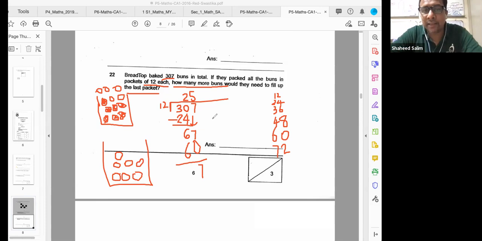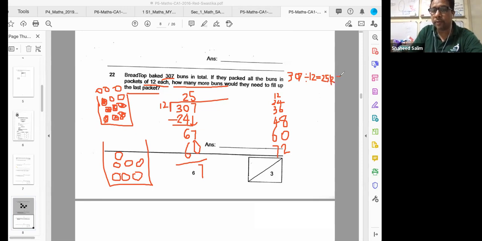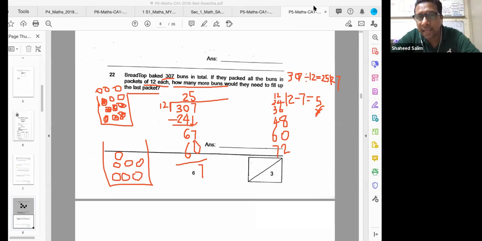So what is the number sentence you write for this one? First, you take 307 divided by 12. You must write this, number sentence is very important. And then you write answer equals to what? Equals to 25, remainder 7. And then next step, right? 12 minus 7 equals to 5. That's your answer. 2-step problem. You need 5 more roti. That's all you need. But first of all, you must understand the problem, you know.